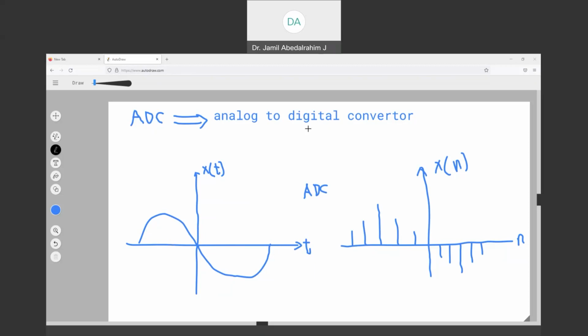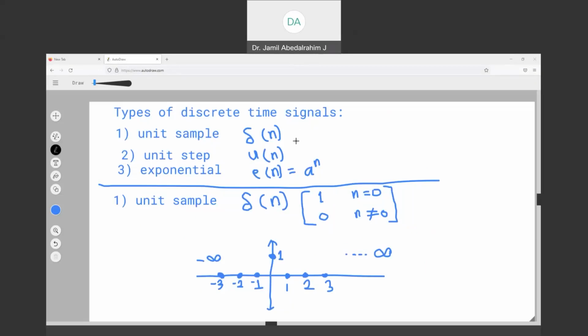So let's move to the types of discrete signal. Okay, we have 3 types of discrete time signal: unit sample or unit impulse, impulse of n, unit step, U of n, and exponential. Okay, here the most common are the first type and the second type, unit sample and unit step. And even unit step, we use it more. It's more common.